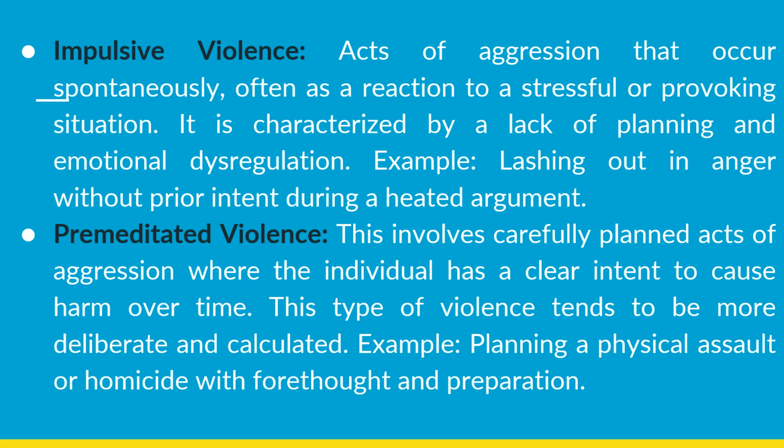Again, violent behavior could be divided into impulsive violence or premeditated violence. What is impulsive violence? Impulse itself means action without thought. So the thought part will be lacking here. Acts of aggression that occur spontaneously, often as a reaction to a stressful or provoking situation. It is characterized by lack of planning and emotional dysregulation. For example, you are having a conversation and a heated argument can turn into a verbally or physically abusive act, and without even thinking you might get physically abusive. Premeditated is where you have a clear plan of assaulting or carrying out a homicide towards someone else.